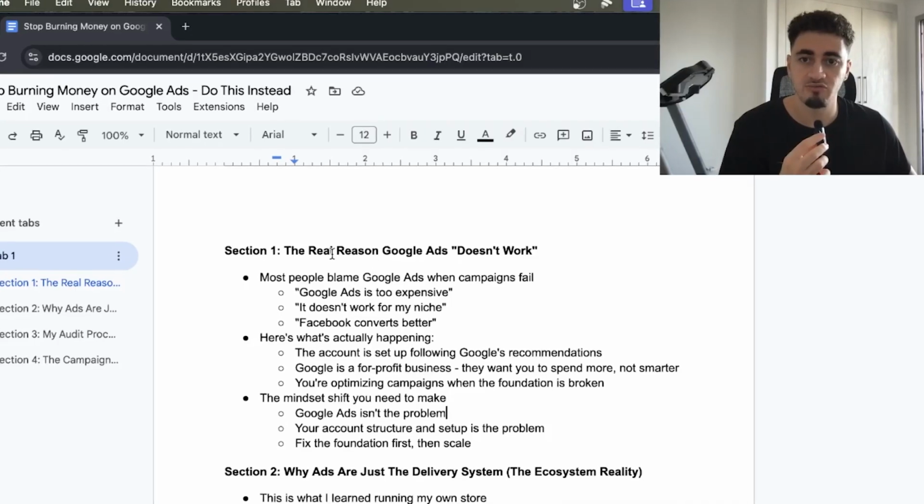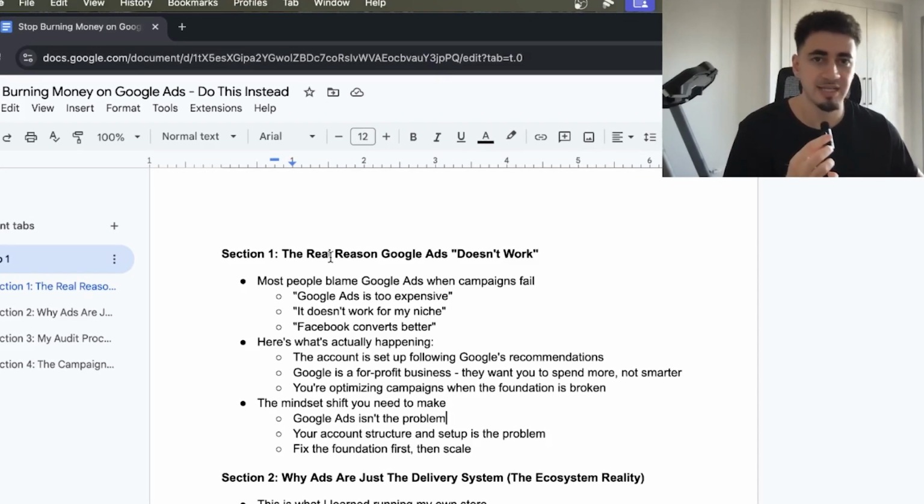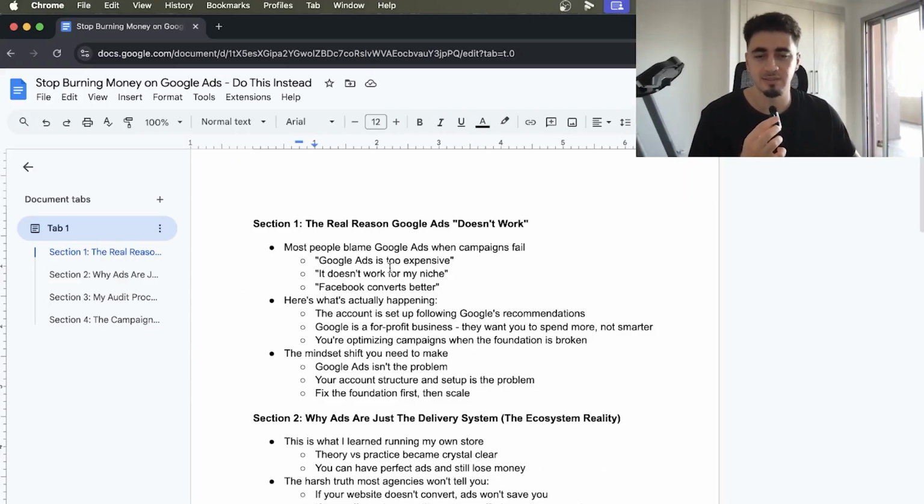First section is the real reason why Google ads doesn't work. And I say doesn't work in quotations because a lot of people's reasoning behind it is BS, right? So most people blame Google ads when campaigns fail. Then, oh, Google ads is expensive. It doesn't work for my niche. Facebook is better, which is hilarious in my opinion. But this is the reality behind why they feel like it doesn't work.